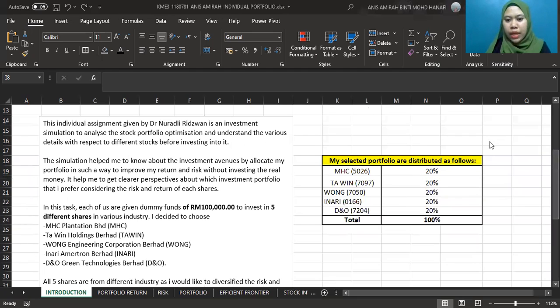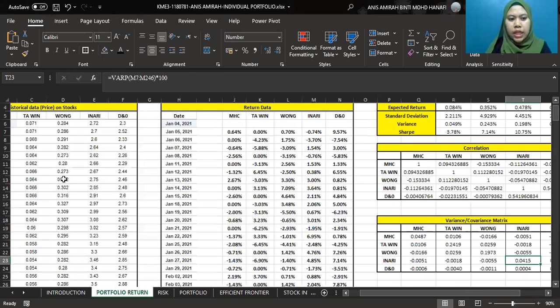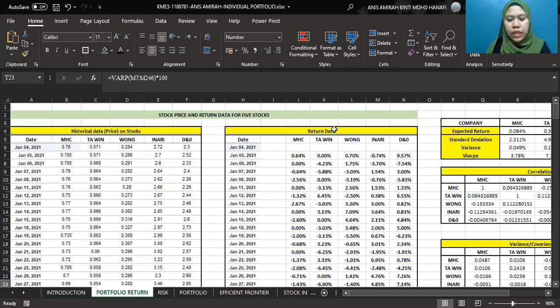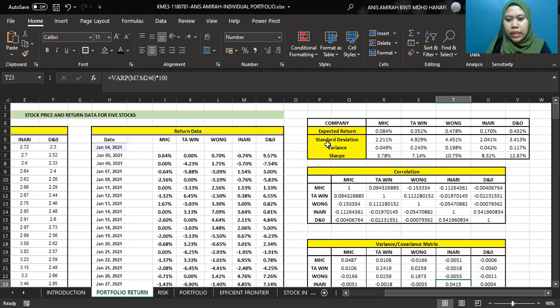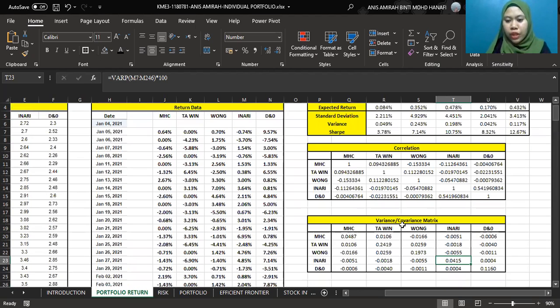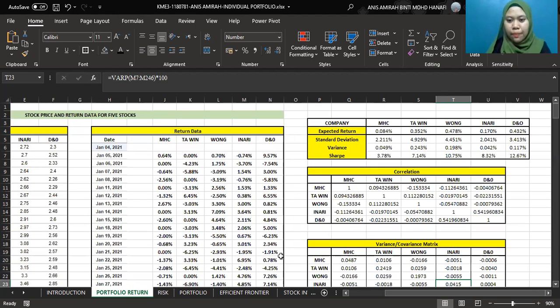And here is the distribution of my portfolio, which is 20% each, and the total is 100%. Let's move to the portfolio return. Here is the historical data and also the return data for each stock in 1 year. And here are the expected returns, standard deviations, variance, shocks, correlations, and also the variance and covariance matrix. All these are calculated based on the formula. Let's move to the next one.